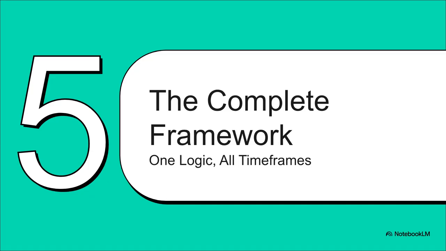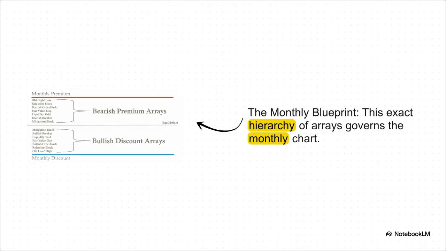Now, this is where it all comes together. This is the part that really makes this framework so incredibly powerful. This isn't just some pattern that works on one chart. It is a universal, fractal model that applies with stunning consistency across all of the higher timeframes. You can pull up a monthly chart, and this exact blueprint applies. This hierarchy, from mitigation blocks all the way to old highs and lows, is how you can frame the massive, long-term institutional order flow.